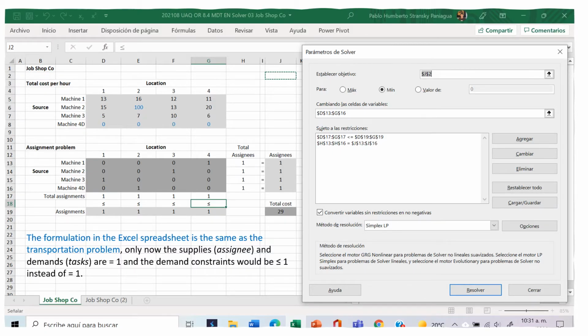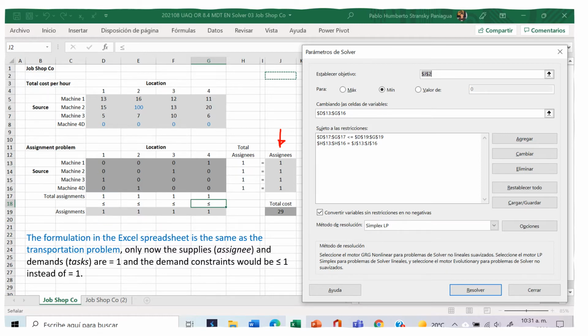This is the way we're going to be solving an assignment problem in Excel. And if you see, we have here our binary variables. So the first part, we're going to have our total cost of handling. This is going to be per hour. And we're going to have 1, 2, 3 machines plus the 4th dummy machine. So we have 4 machines, 4 locations. Also, we're going to have assignees. We have 1 machine assignee, and our assignment is going to be of 1 location also.